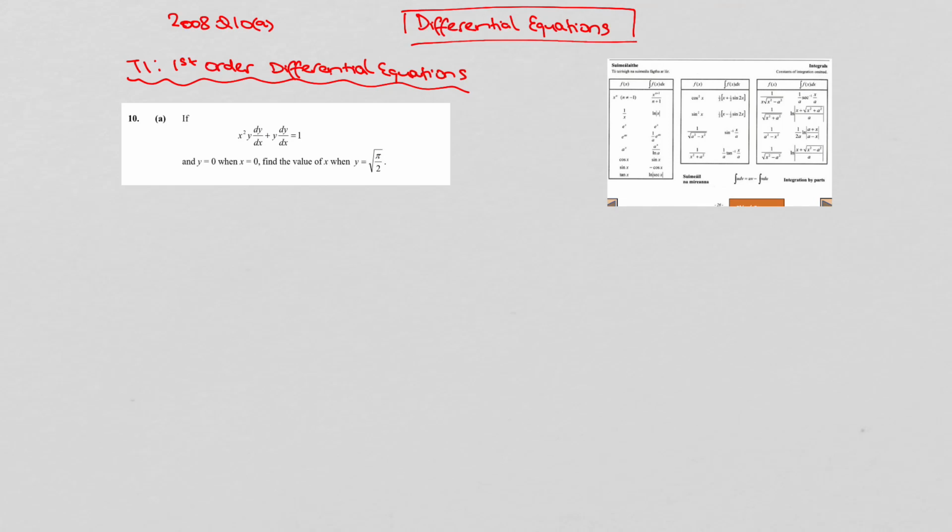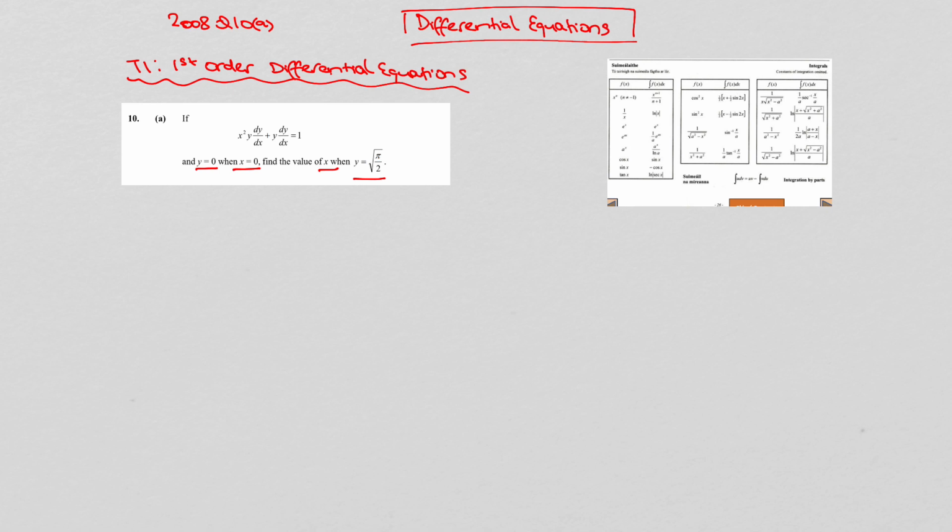Differential equations, type 1, first order. 2008 question 10a had the equation x squared y dy/dx plus y dy/dx is equal to 1. And we were told that when y is equal to 0, x is equal to 0. Then find the value of x when y is equal to root pi over 2.